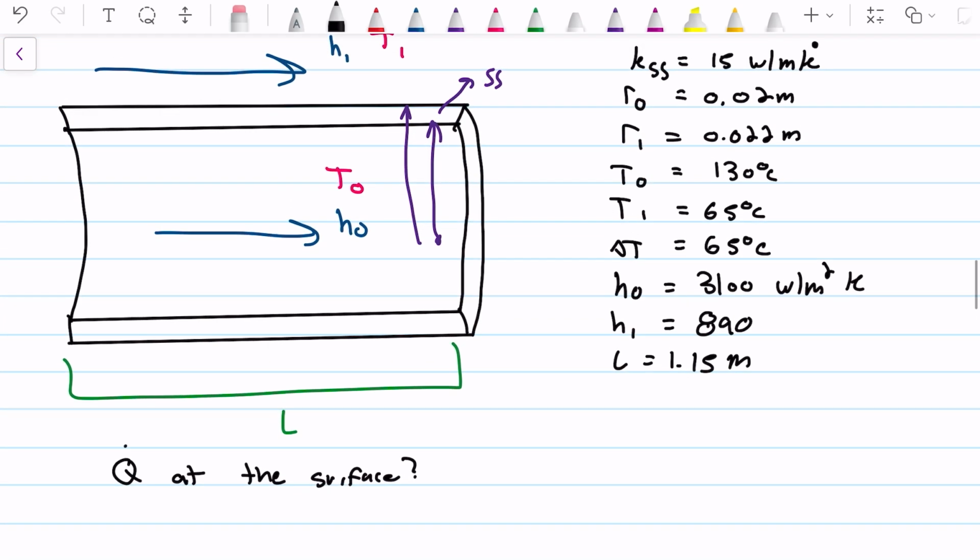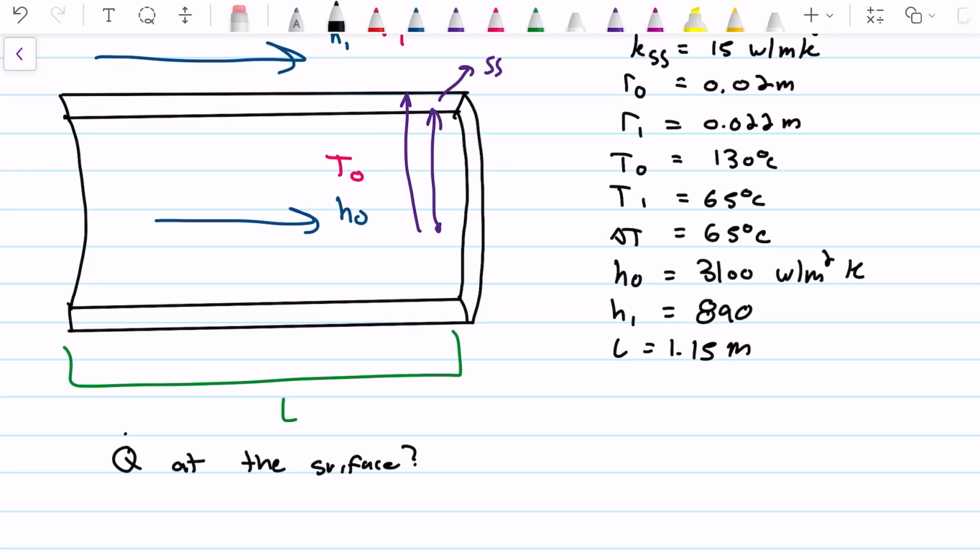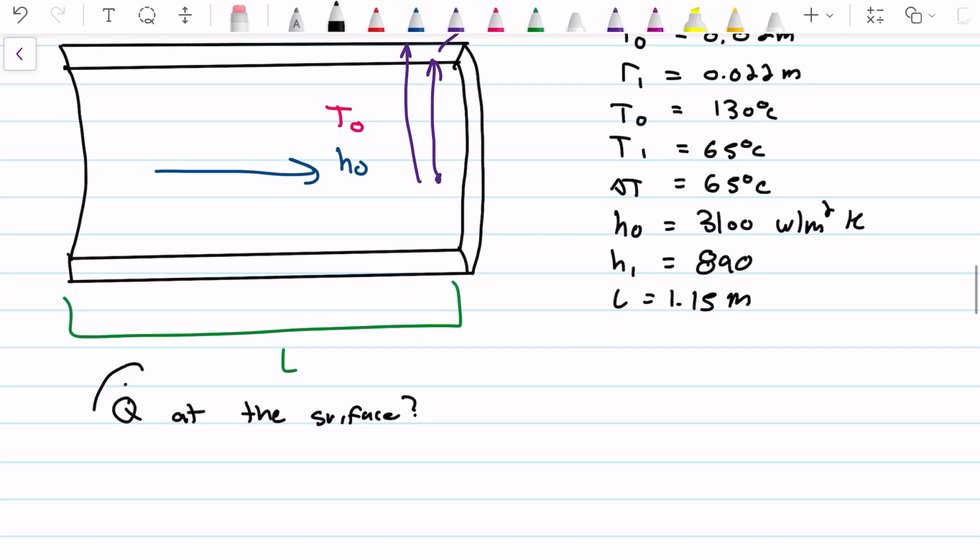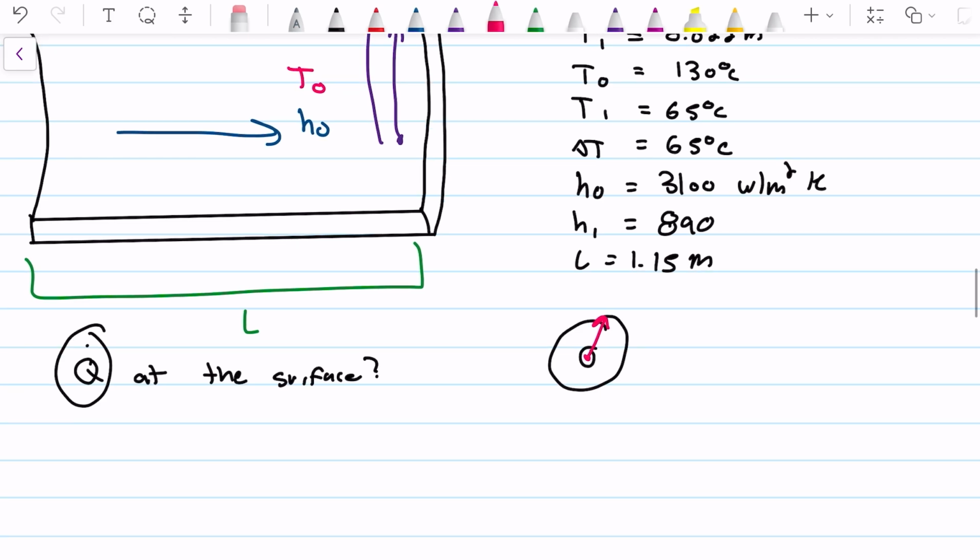So, question from me. Within a cylindrical geometry, is Q constant at all radial places? So this is the cross section. Is Q constant as you move out? And yes, Q is constant. Capital Q is constant. Let's write this, it is not a function of R. It's not a function of R.